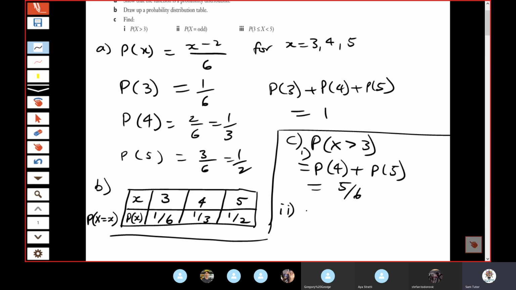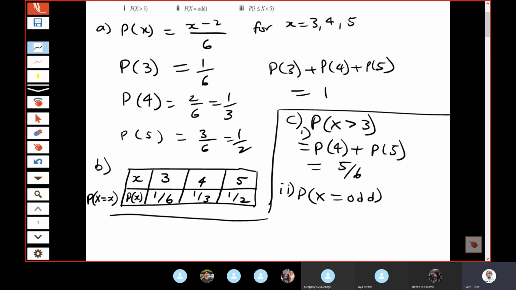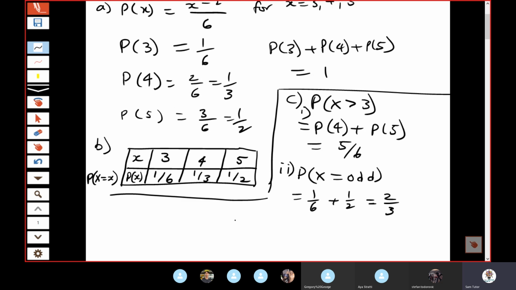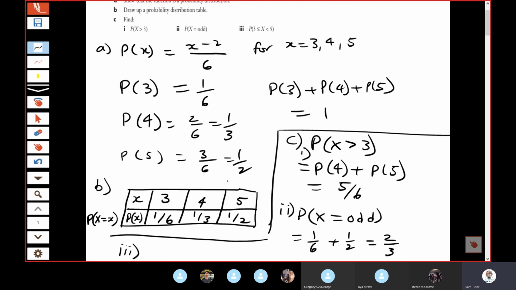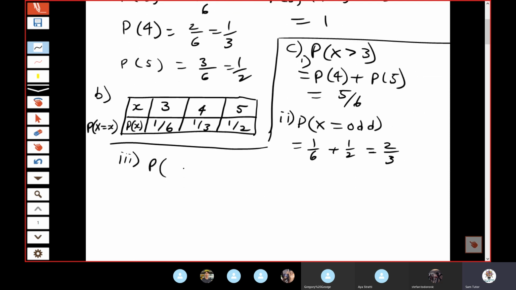Double A. The probability that your x is going to become odd, you're going to choose an odd x value, which is 3 and 5. So that just becomes 1/6 plus 1/2. 2/3. And then last one. Triple A. Probability that x is between 3 and 5, non-inclusive.